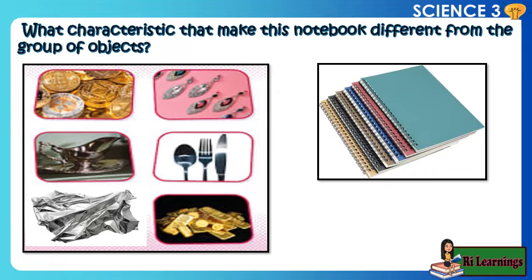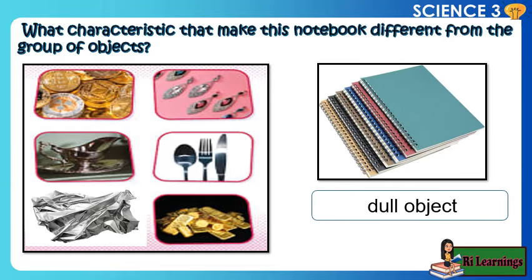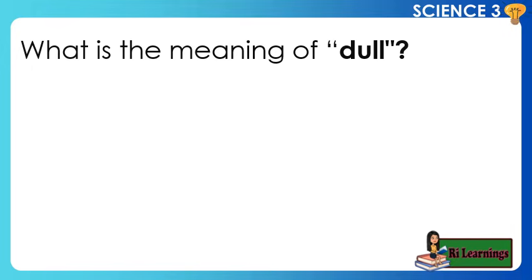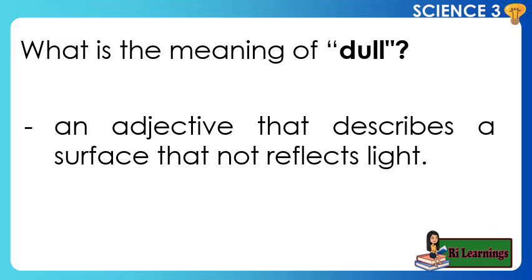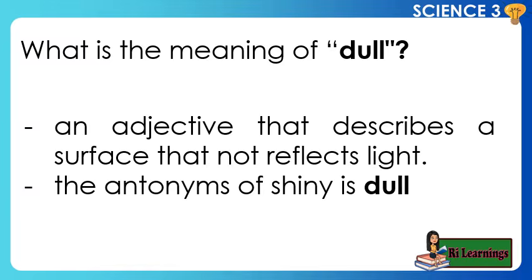What characteristic makes this notebook different from the group of objects? The notebook is a dull object. What is the meaning of dull? An adjective that describes a surface that does not reflect light. The antonym of shiny is dull.